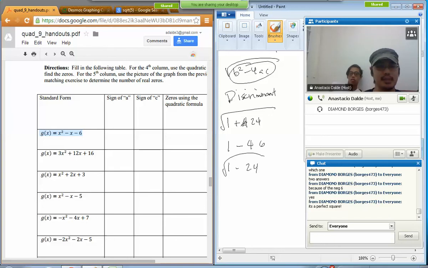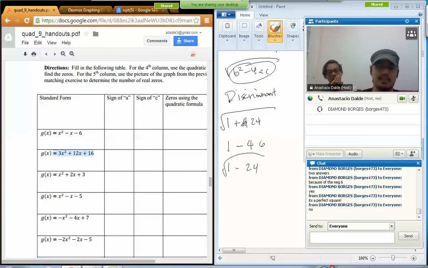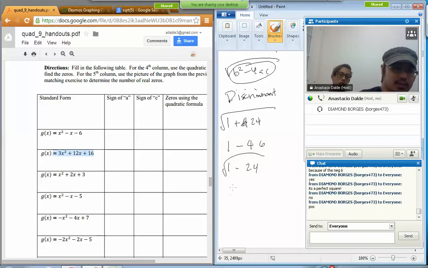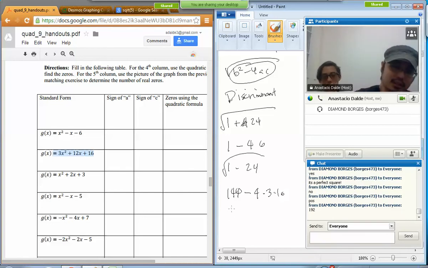Right. What about the second problem? 3x squared plus 12x plus 16. A and C, are they positive numbers? They're both positive. So we're going to have B squared, which is 144, minus 4 times 3 times 16. And since 3 and 16 are both positive numbers, we could run into a problem here, folks. 4 times 3 times 16. Diamond, you're the one with the calculator. If that's a number bigger than 144, we've got a problem. Ooh. 192. So it's 144 minus 192.